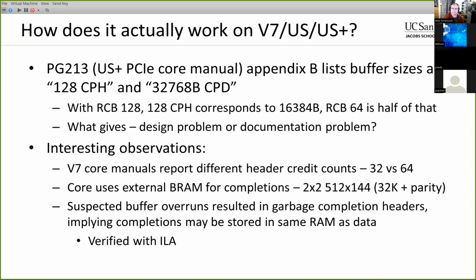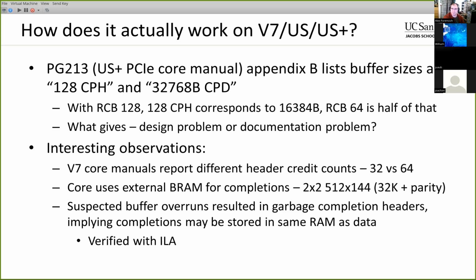But another thing that I noticed is that whenever I had isolated one of these hard IP core bugs with the ILA, I was seeing garbage completion headers, right? So instead of a duplicated header or a dropped header or something like that, I was seeing garbage. None of the fields made any sense. The completion status would be some weird value that was not allowed as per the spec. The completer and requester IDs would be garbage, not corresponding to any device in the system.